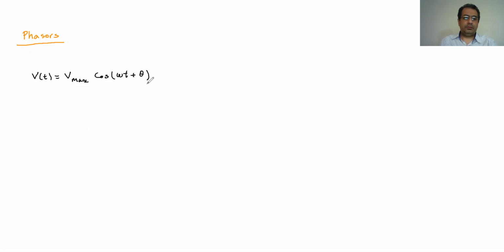If we write any signal in this form, so it's a cosine wave, then we call the phasor, and we'll see later on what it is. We call the phasor of that, if this is a V, the phasor of that is V max with the angle of theta.